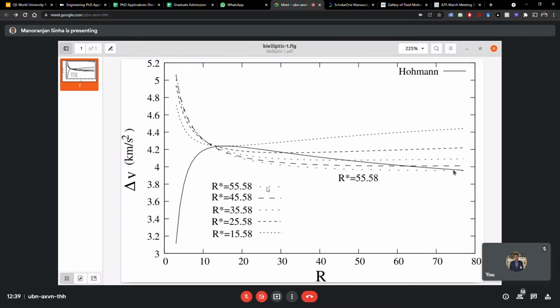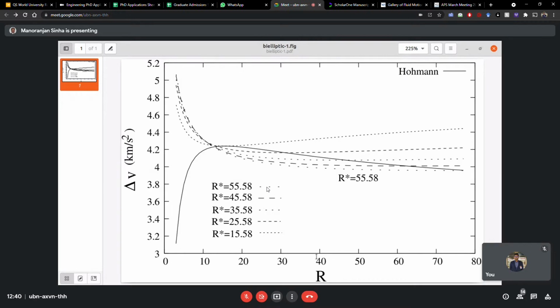So if the intermediate radius is R star equal to 55.58, or n star equal to 55.58, the bielliptic transfer turns out to be better than the Hohmann transfer. The Hohmann transfer is the solid line.